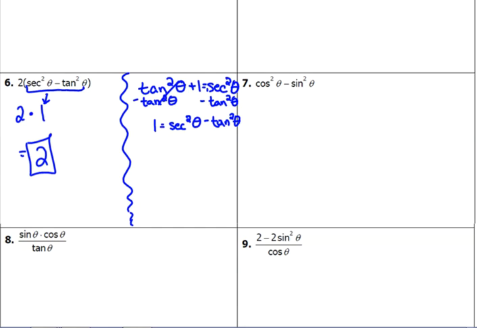If we want to make this so that it's just in terms of cosine squared or just in terms of sine squared, let's take our Pythagorean identity. We're not going to be able to completely eliminate it like we just did in the last problem. But our Pythagorean identity says cosine squared plus sine squared is equal to 1.